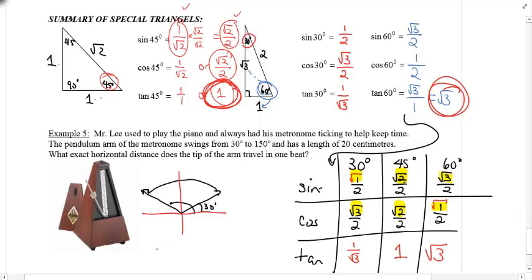And the length of the actual metronome arm, this piece here, is 20. So I have at least one measure. They're asking for the exact horizontal distance the tip of the arm travels in one beat. So here's one beat, tick, tick, right? So the exact horizontal distance will be this distance here. So how can we find that?